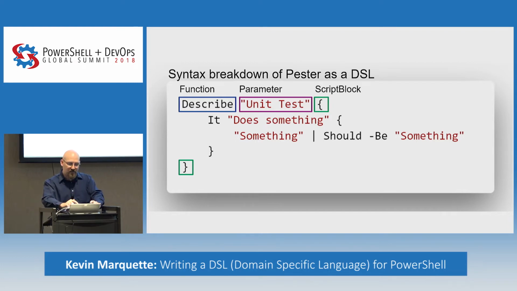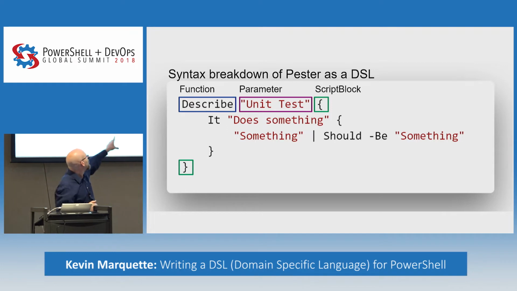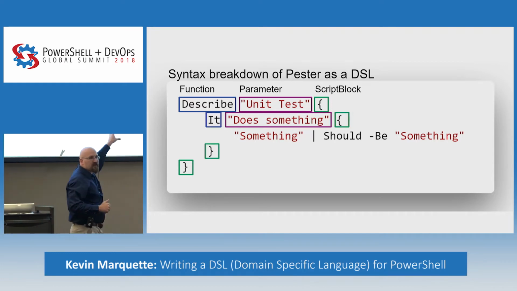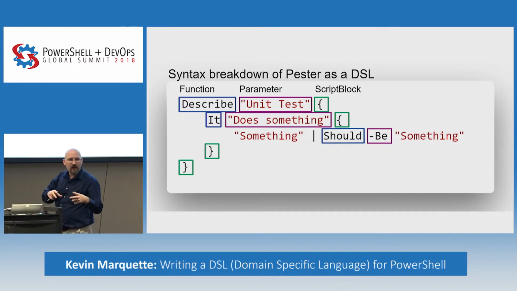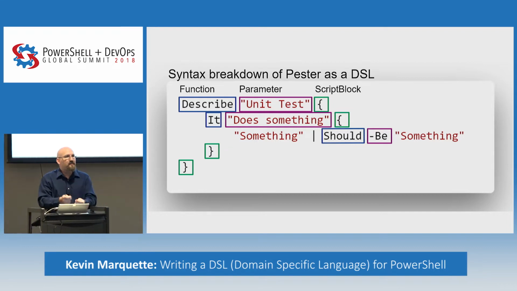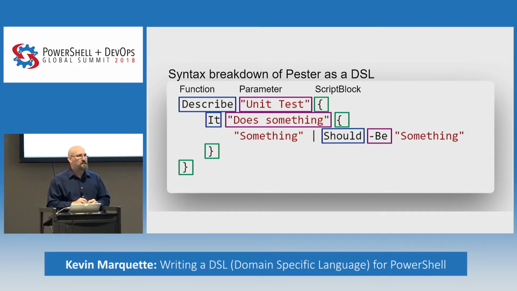This pattern repeats through this DSL as well, where my It does something also has parameters that are positional, a script block that is also positional, and then our Should statement is just another function that's taking pipeline input. And when you break it down that way, it's easier to process what's actually happening when you're running these DSLs.